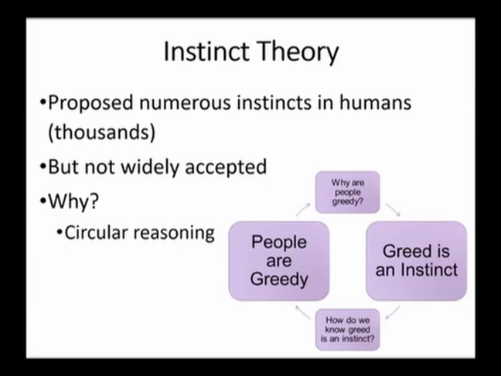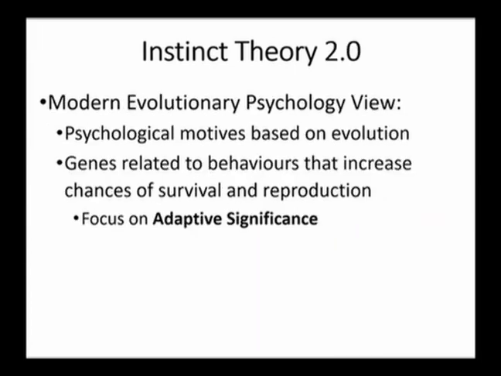But a lot of the things that we've talked about, how instincts work, and the fact that they are genetically based and influencing fitness and survival, kind of sounds a lot like what we've talked about within evolutionary psychology. And that brings us to the modern interpretation of instinct theory, or Instinct Theory 2.0, which is really just a modern evolutionary psychology view of how behaviors can evolve. This is going to focus on the psychological motives that exist within populations and the idea that those are based on evolution. So the things motivating our behavior can in turn be acted upon by evolution so that behaviors that improve our survival and fitness are going to become more common in a population.